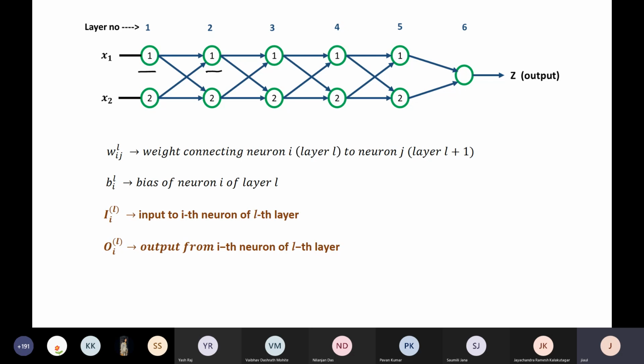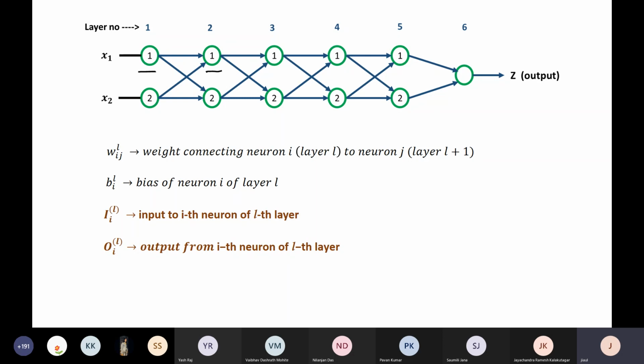This is a relatively complex network structure, and you can very easily generalize from this one after this session, I hope. So quickly, I will give you these notations again. The topmost numbers, as you can see, are the layer numbers. WLIJ is the weight connecting neuron I to neuron J from layer L to layer L plus 1. Similarly, BLI is the bias of neuron I of layer L, and ILI is the input to the ith neuron of the Lth layer, and similarly OLI is the output from the ith neuron of the Lth layer. These notations will be very useful, and you can follow from the notation what it's actually doing. It has some meaning.